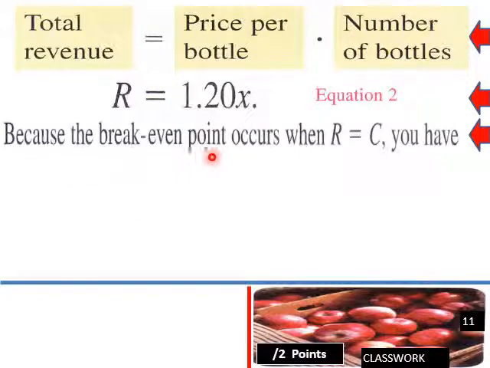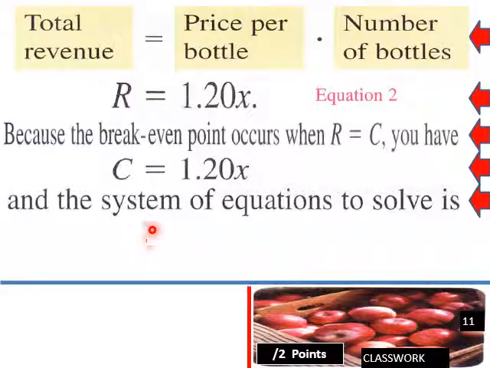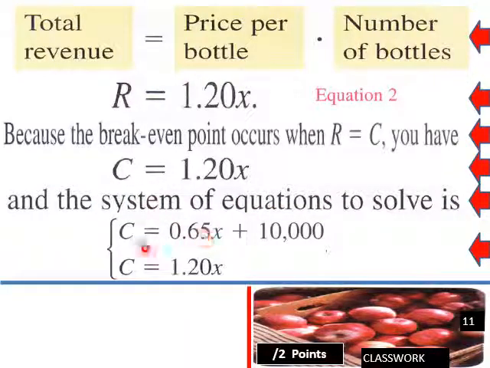Because the break-even point occurs when R equals C, you have C equals 1.20x. So our cost would have to equal our 1.20x. That would be our break-even point, this is where it would occur. And the system of equations to solve would be C equals 0.65x plus 10,000, because we have an equipment investment, and then C would equal 1.20x.